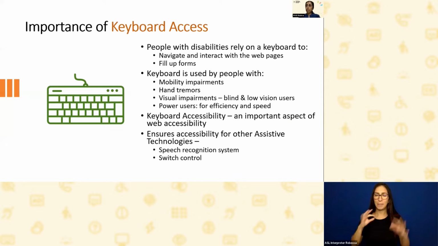People would fill up forms using a keyboard, navigate and interact with elements using a keyboard. And what keyboard accessibility implementation brings in as an added advantage is that when we code for keyboard access, support for other assistive technologies is also taken care of. Things like support for speech recognition systems, support for switch control devices. If your elements and interactions are keyboard accessible, people using these assistive technologies would also benefit.